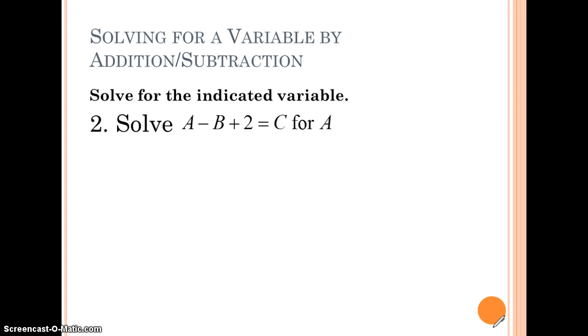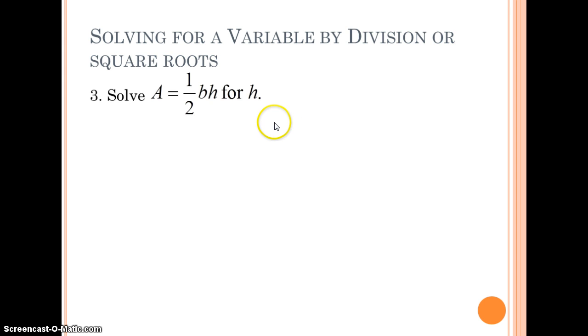On this one, when you solve for a to get a by itself, you should have a equals c plus b minus 2. As you can see that the c came first, you need to keep that first on that side. But in this one, a equals c plus b minus 2. And I want you to try this one.